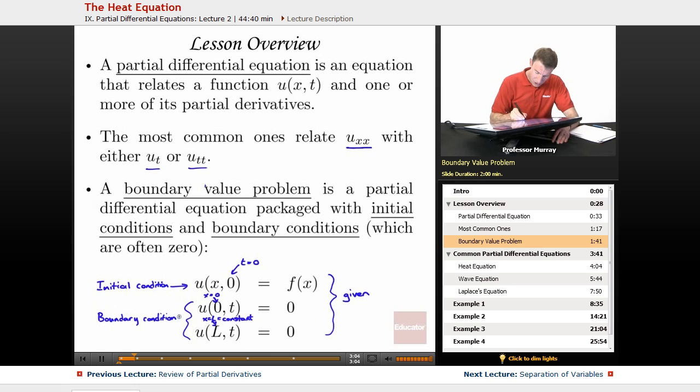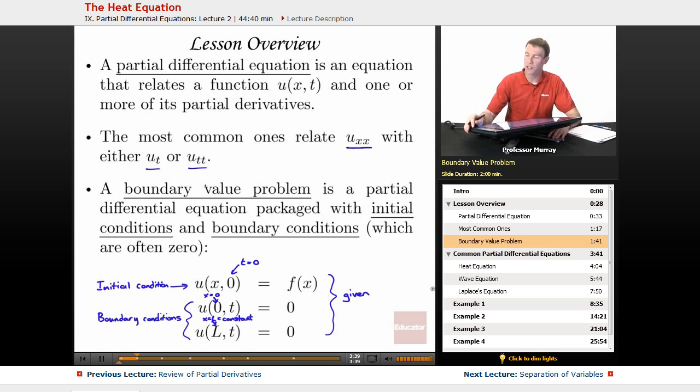We'll see how those get interpreted physically. But the important thing to know right now is that L is a constant, and this initial condition and these boundary conditions would all be given to you in a package along with the partial differential equation. The goal is to find a function u of x and t that satisfies all of them. We'll see how to solve that over the course of the next few lectures. In the meantime, I just want to study this initial condition and these boundary conditions a little more carefully and see how we interpret them physically.